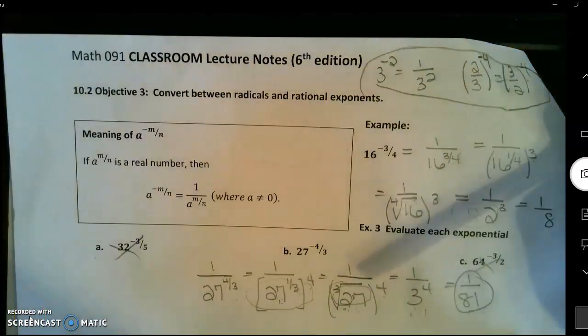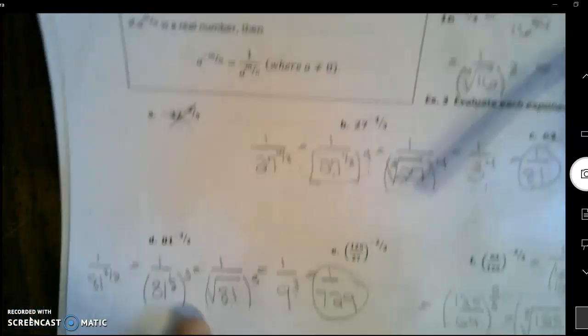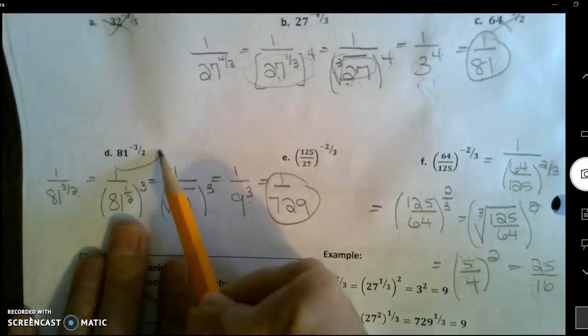Okay, continuing with 10.2 Objective 3. We're going to do these last two here.